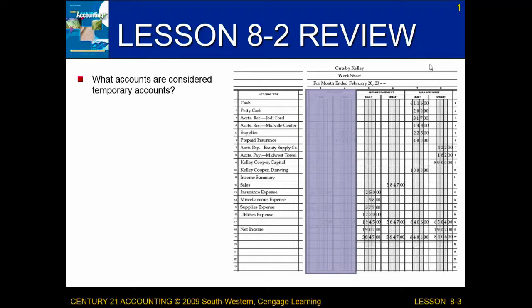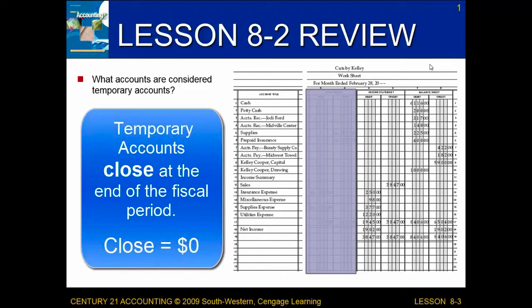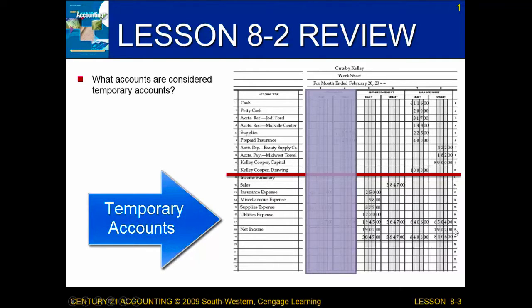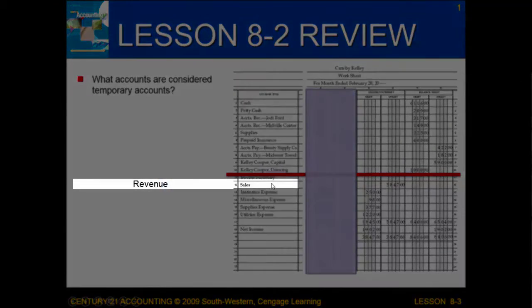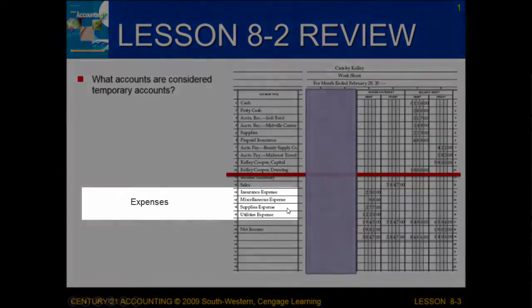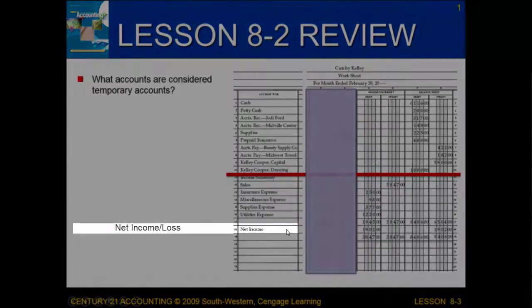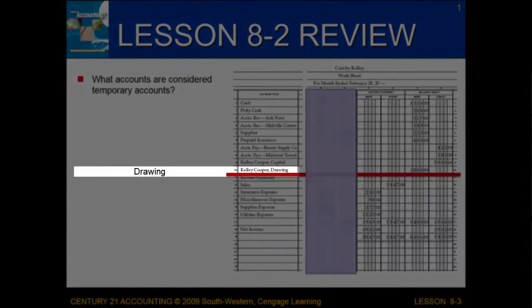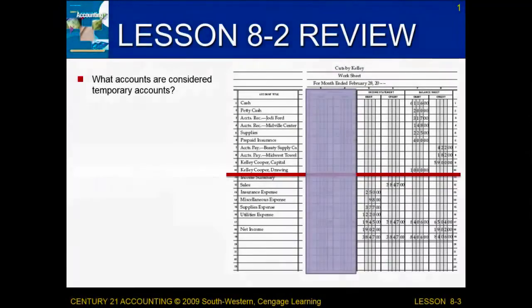This is super important because temporary accounts are the only accounts we close out or make zero balanced at the end of the year. You can kind of think of this by drawing a line on that income summary account on our worksheet. Anything below income summary is considered a temporary account that we will close. So that includes our revenue of sales, our expenses, and then our net income or loss. And we have one more tricky temporary account, which is right above the income summary line, which is drawing.